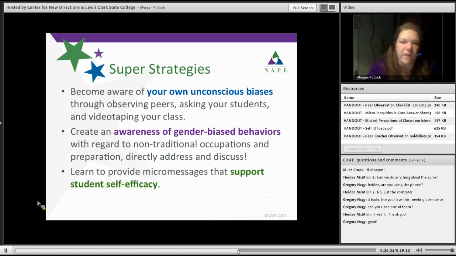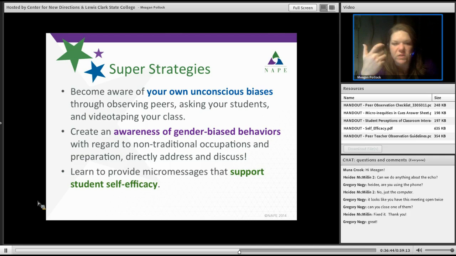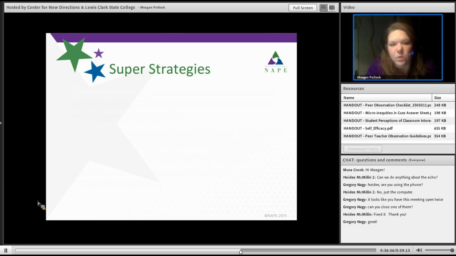Really learning to provide micro-messages that support student self-efficacy. There was a handout, again, on the right there that is for self-efficacy, and so you've got all the super strategies for each of the different sources of self-efficacy to help you build students up and to build up their belief that they can achieve in whatever pathway they're striving for.